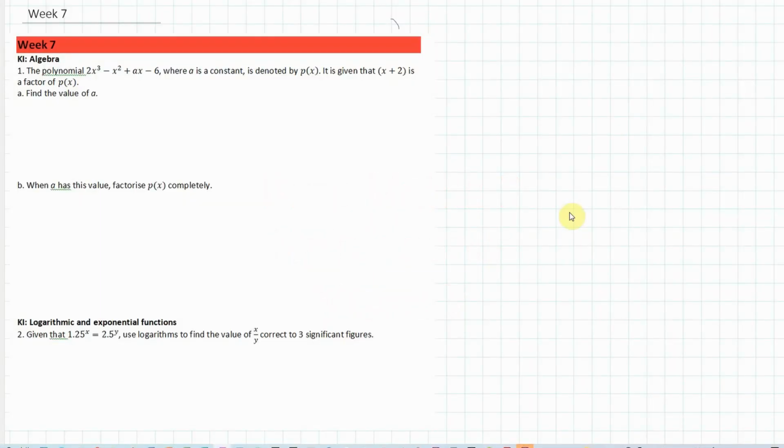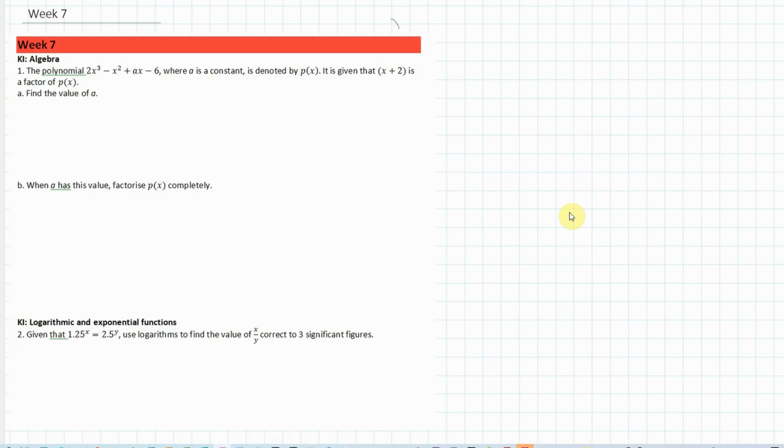G'day and welcome, Pure Maths 3 students, to week 7 of maintenance, where we will be looking at some past exam questions from algebra, logarithmic and exponential functions, as well as trigonometry. And I have a question from an old textbook on differentiation, where we will look for the first time in maintenance at the quotient rule.